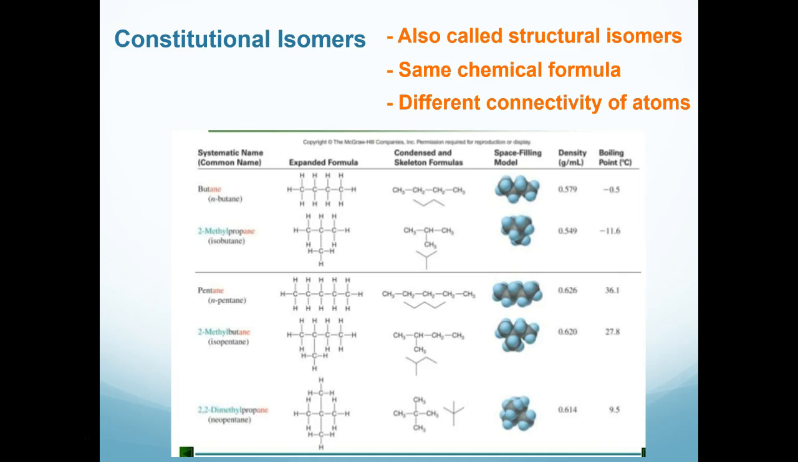And because they have different connectivity of atoms, they have very different chemical and physical properties. So here are some examples where we have constitutional isomers, but notice that their densities are a little bit different, their boiling points are different, and this comes into play with how those molecules interact with one another, also known as intermolecular forces that we'll talk about later. But I wanted to point this out because even when you get a molecular formula from elemental analysis, you still need some other analyses to come up with an actual structure. So something to keep in mind that we'll talk about more in lecture.